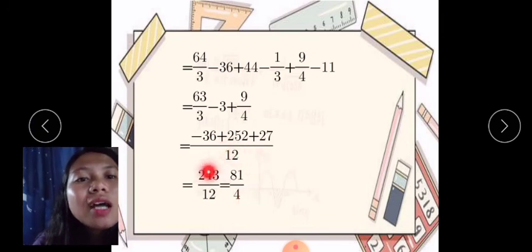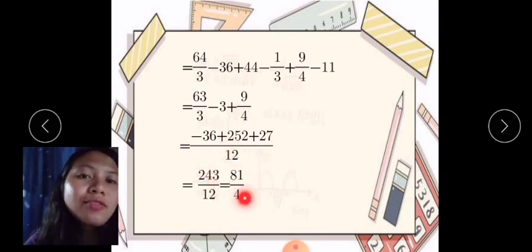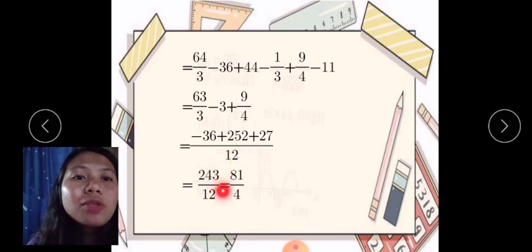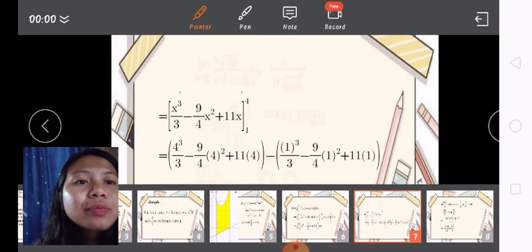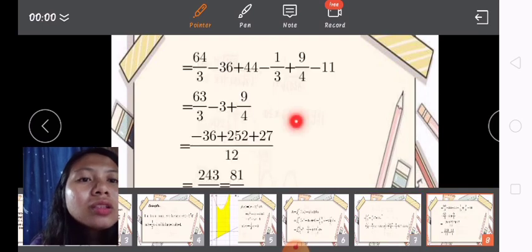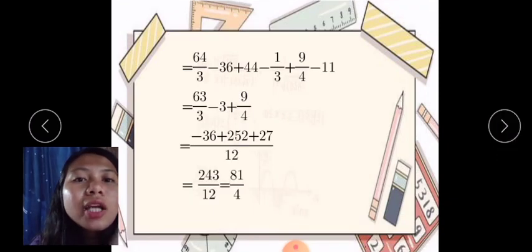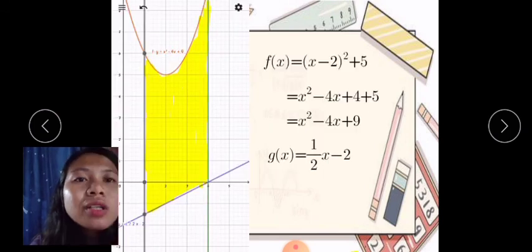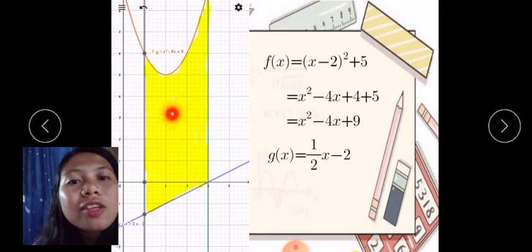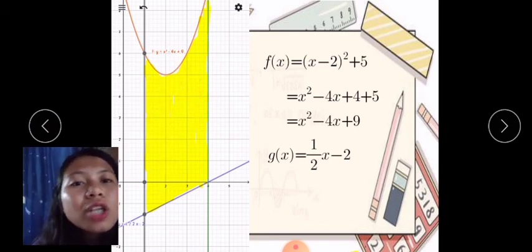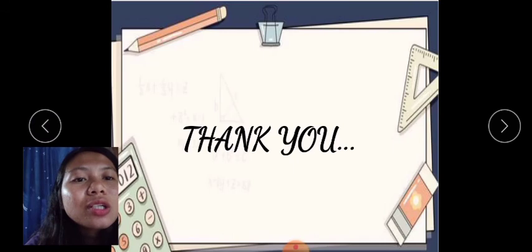So this is the final answer of the area between two curves. So the area between two curves in our example number 1 has a value of 81/4. So that is our final answer. Thank you.